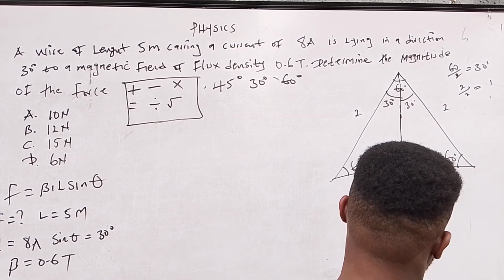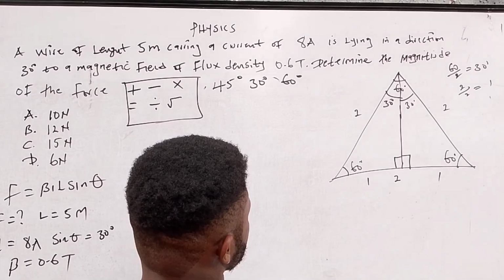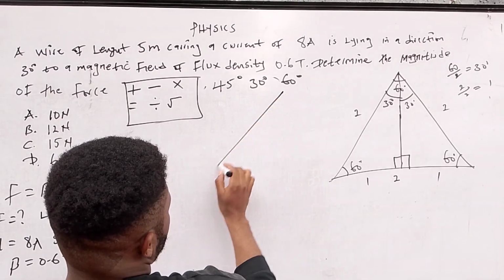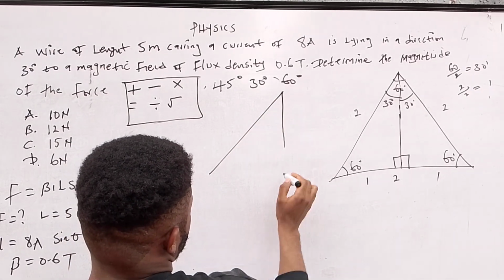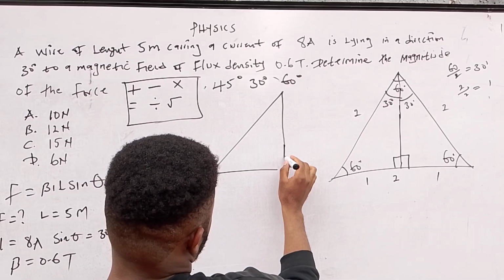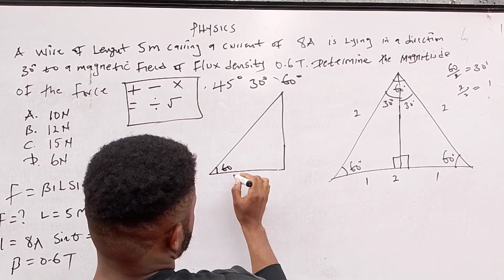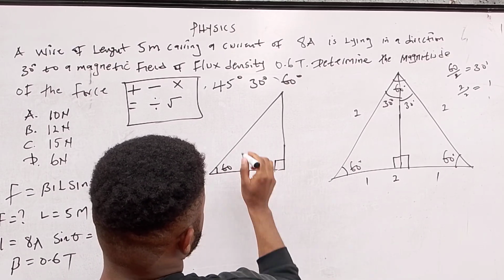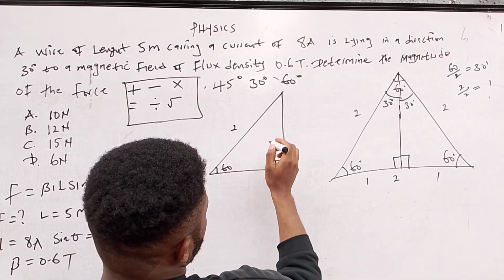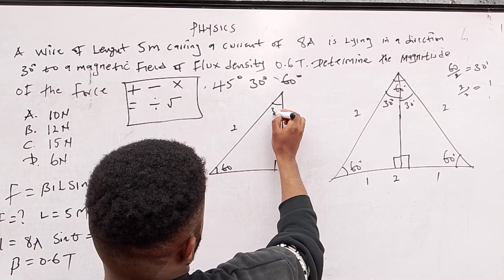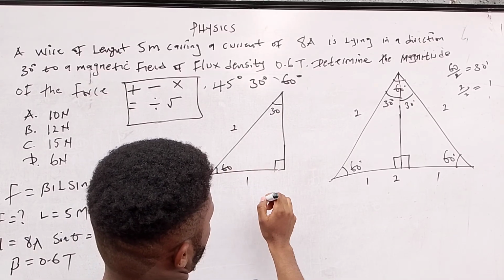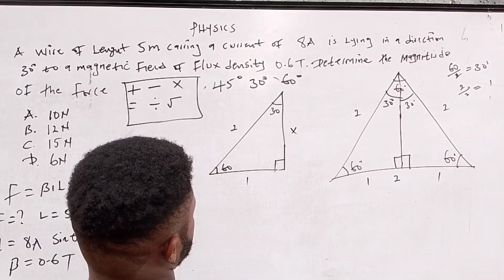So I will have to take one of these sketches. So we'll have this. This is your right angle triangle, so that here is 60 degrees, here is angle 90, here is 2, here is 30, here is 1, and here is x.